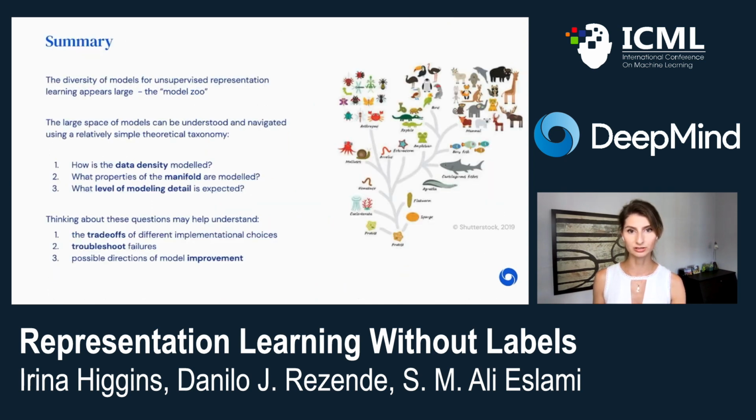To conclude this section, Danilo and I touched on a few different theoretical lenses that can be used to systematize the diverse model zoo of unsupervised representation learning methods, first outlined by Ali. We suggested considering how the different methods approach data density modeling, what considerations they make about the data manifold, and their chosen modeling level. Analyzing models in the light of these different lenses may be helpful in understanding the trade-offs between the different models, troubleshoot their failures, and think of possible model improvements.